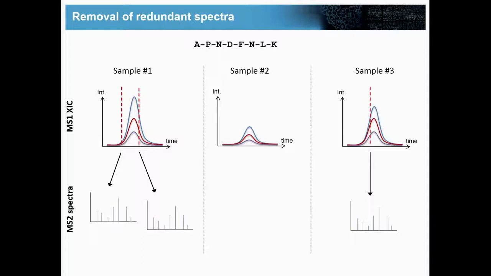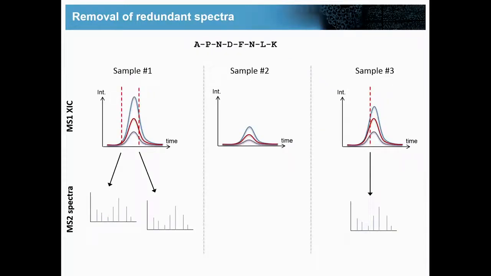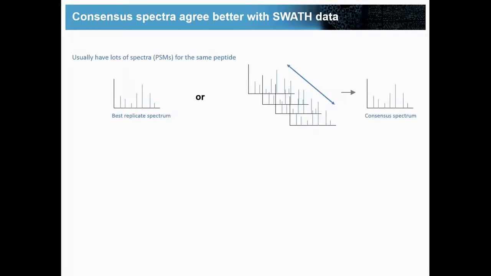Sometimes you get it, and sometimes you don't. So now we have 3 spectra for this one peptide, but we only need 1, right? We only need 1 representation of this peptide. So the question is, what do we do with it? And this is basically where you have 2 choices. You can either say, we now have a score, right? A database search score for each of these spectra. So we can say, I'm just going to take the best one. This is called best replicate spectrum. And I think this is what Skyline is usually doing.